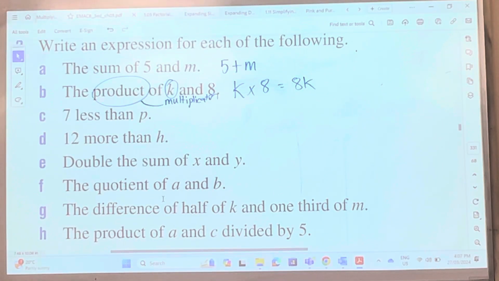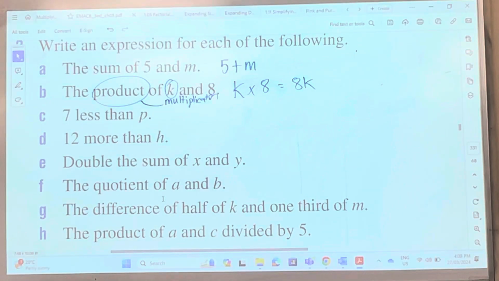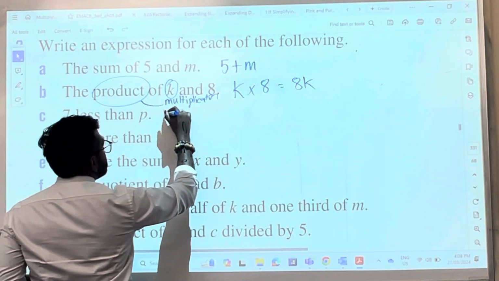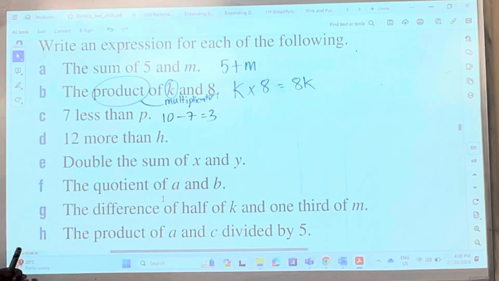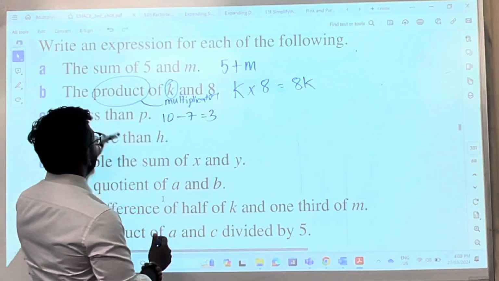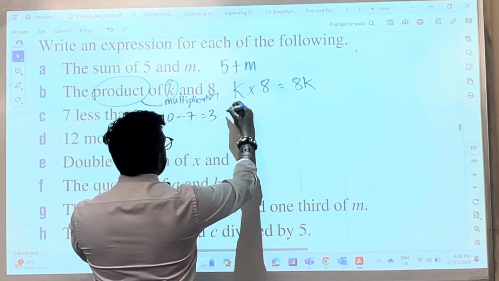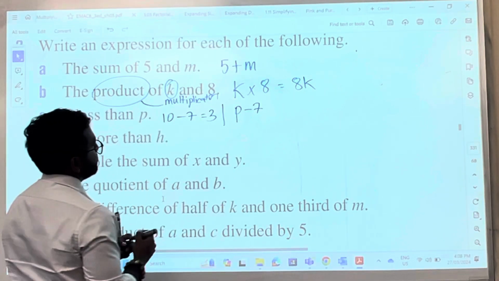Now, a lot of people find this question tricky. Let's try this one out. 7 less than p. Find a number for the letter p. Let's go with 10. 7 less than 10 basically means 10 take away 7, which is 3. Now, do we have a 10 there? No. We have a p. So what we're going to do is go p take away 7.